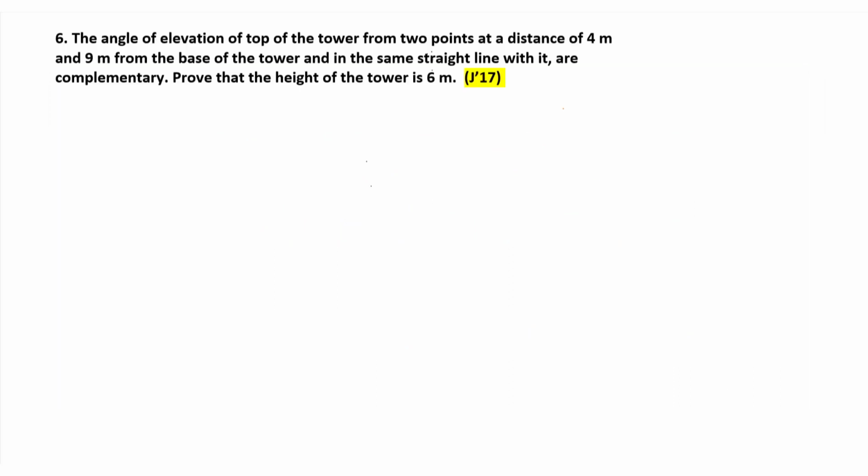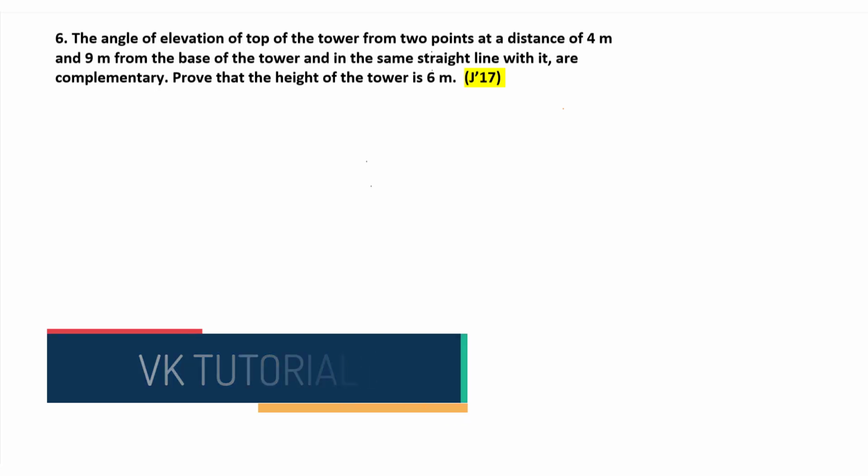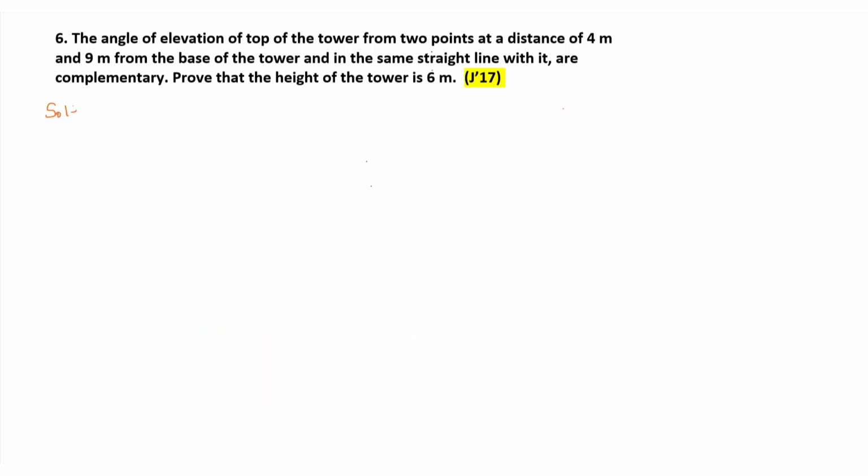Sixth question: the angles of elevation of the top of a tower from 2 points at distances of 4 meters and 9 meters from the base of the tower, in the same straight line with it, are complementary. Prove that the height of the tower is 6 meters. So let's solve. On reading the first statement, we understand that there is a tower. Let that tower be AB, from which there are 2 points. One point, let that be P, is at 4 meters and another point, let it be Q, is at 9 meters from the base of the tower.